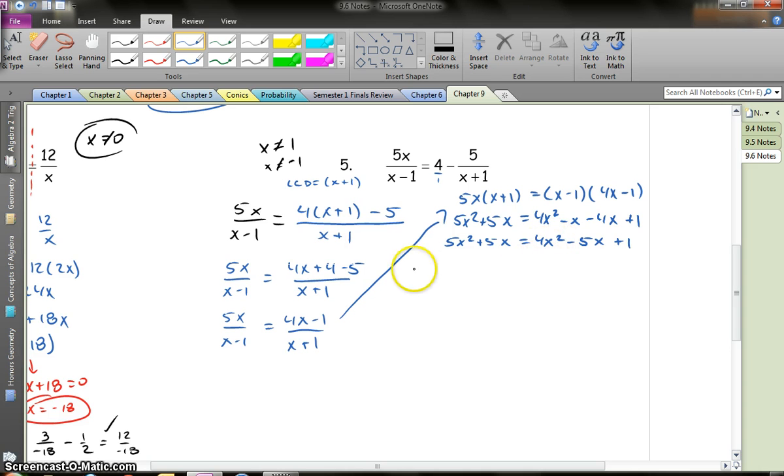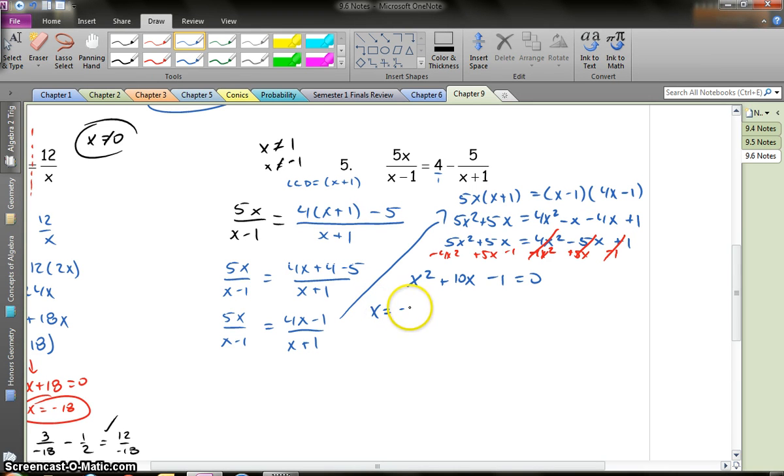All right, so now I'm going to move everything to the left. So I'm going to subtract 4x squared because I need it equal to 0 in order to solve. That leaves me with x squared. I'm going to add 5x to get plus 10x, and then I'm going to subtract my 1. Now I'm equal to 0. All right, now two numbers that multiply to negative 1, what? I can't factor that. So we must resort to the quadratic formula.